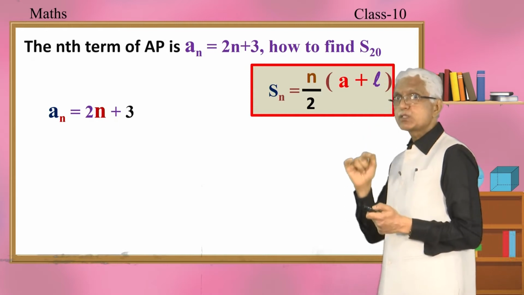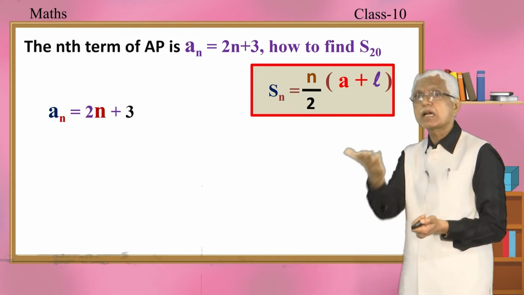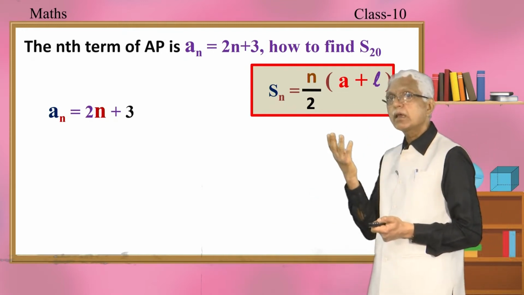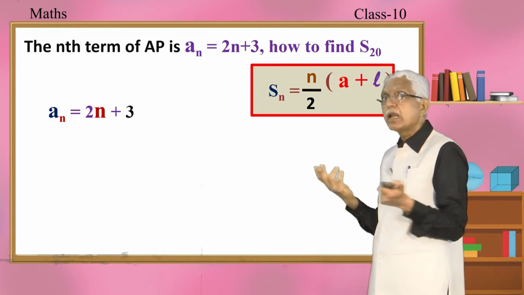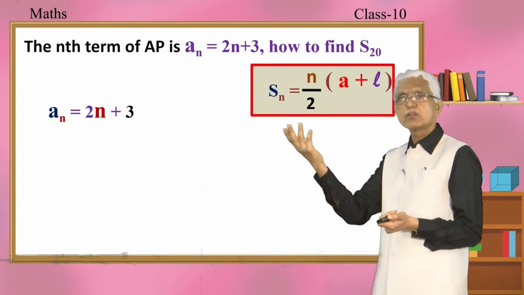If you want to use this formula, do you know n? You know it. It is 20, because you want to find the sum of 20 terms. So n is 20. Do you know the first term a? No. Do you know the last term l? No, because they have not given the series, they have only given you the nth term, right?